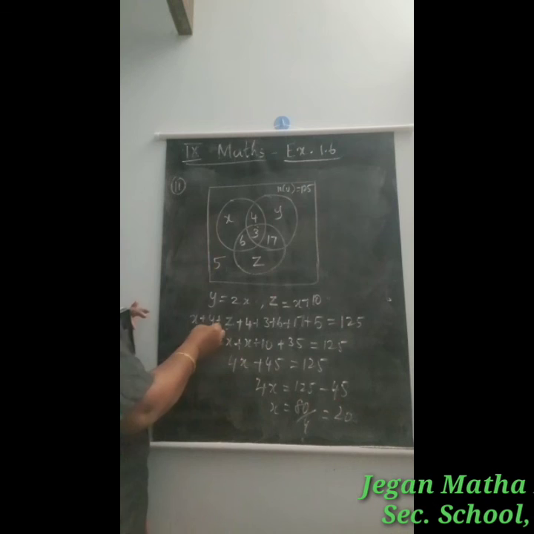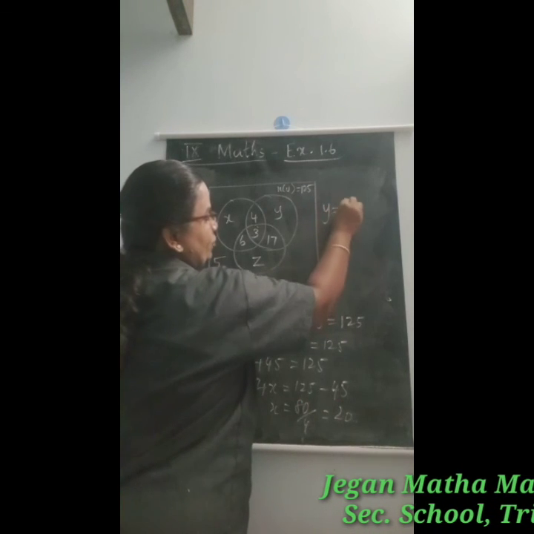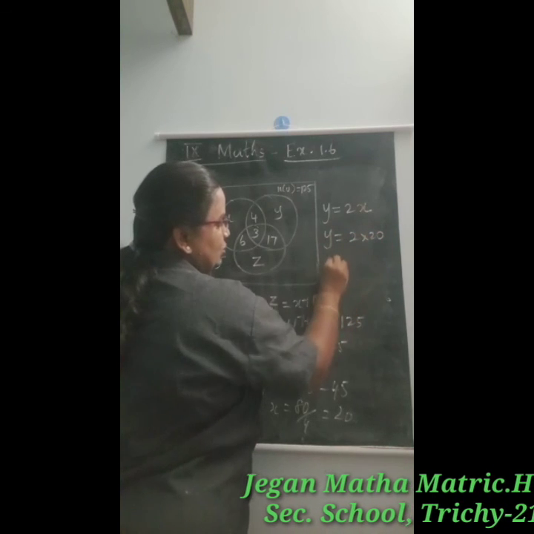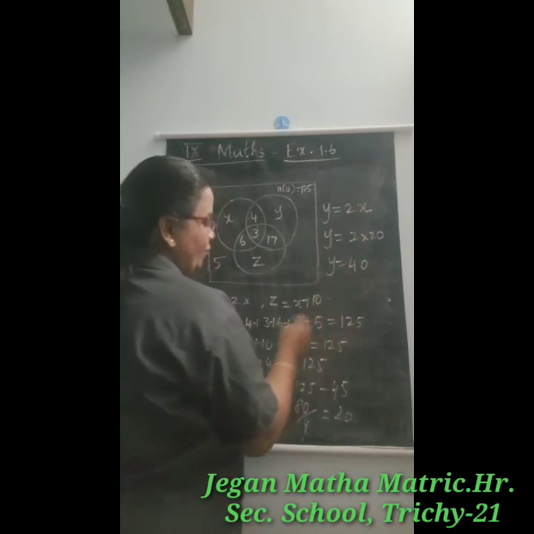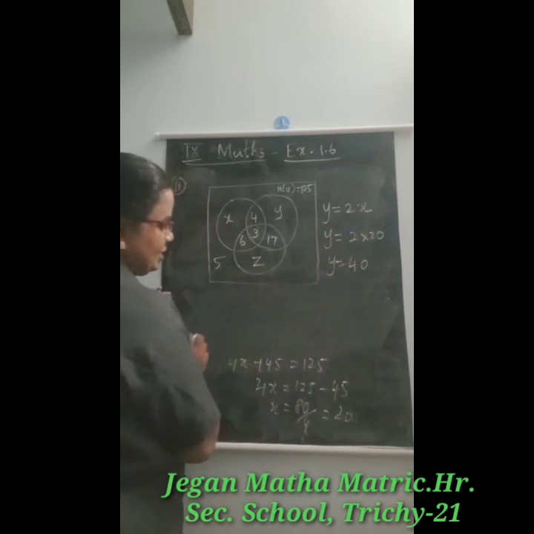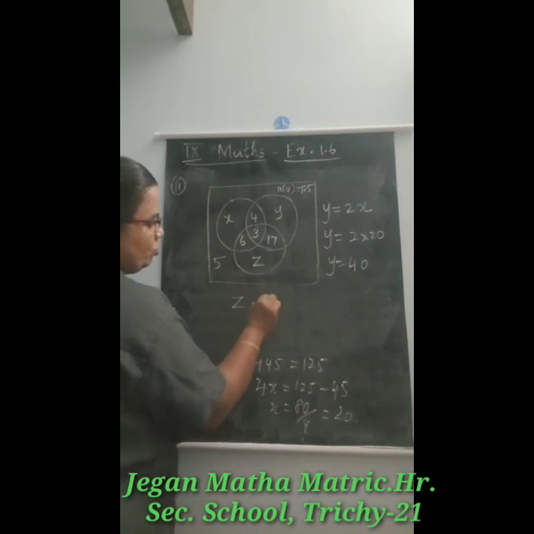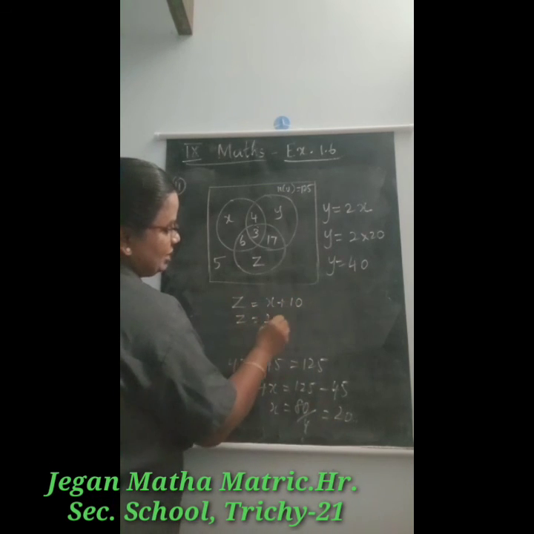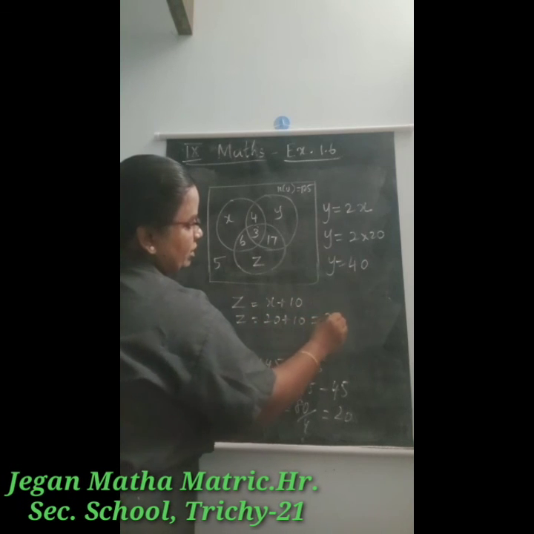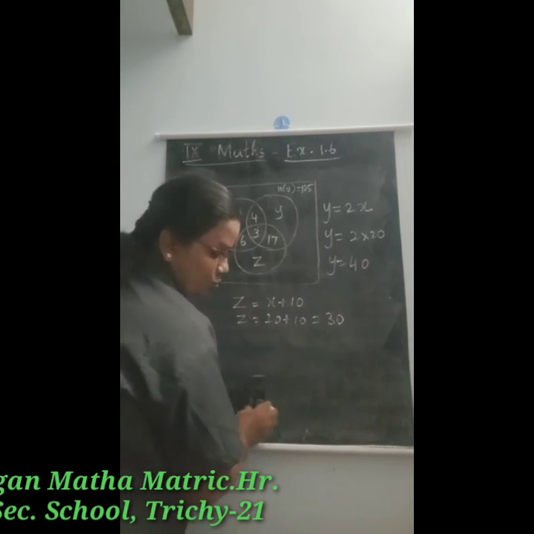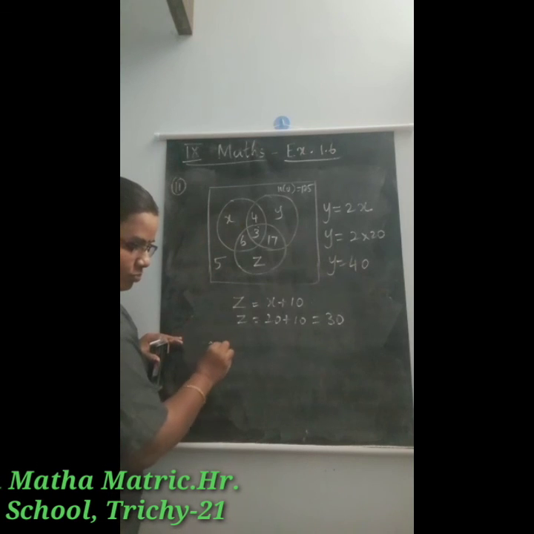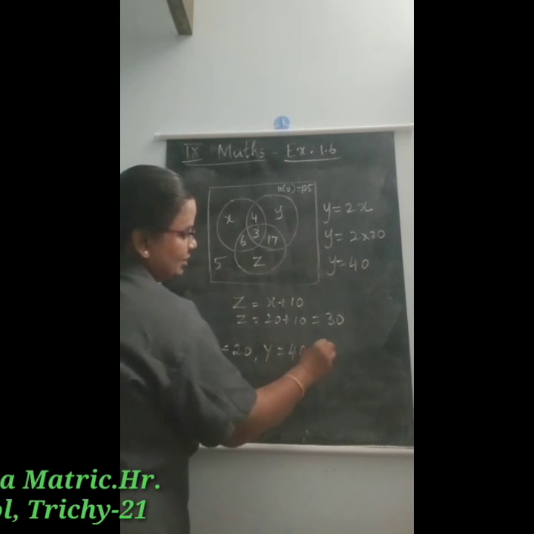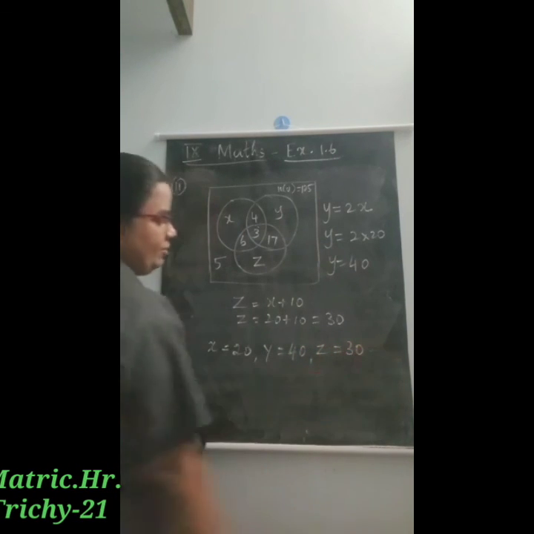We will get the y value, y equal to 2x. So y equal to 2x means y is equal to 2 into 20, that is y is equal to 40. And what is z? z is equal to x plus 10. So z is equal to 20 plus 10, that is equal to 30. So what is the answer for x, y, z? x is equal to 20 and y is equal to 40 and z is equal to 30.